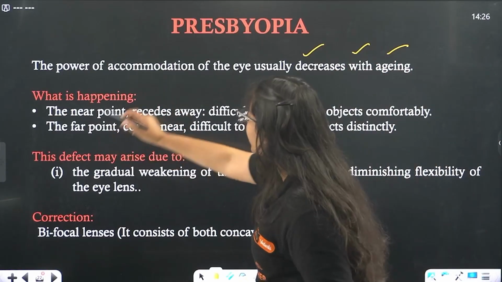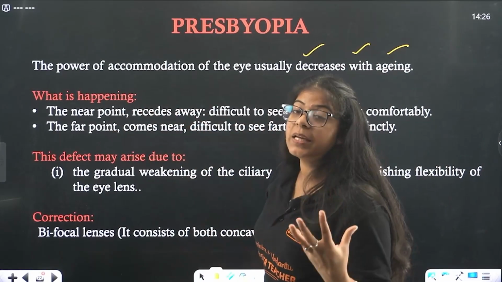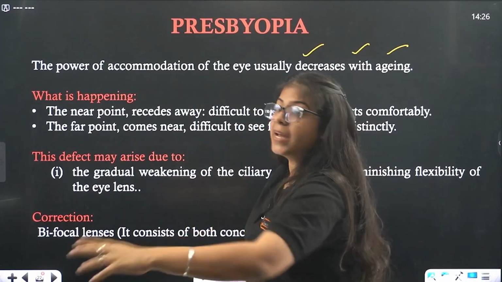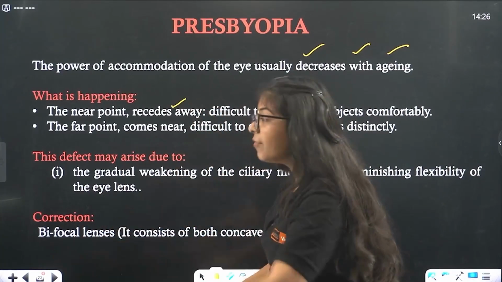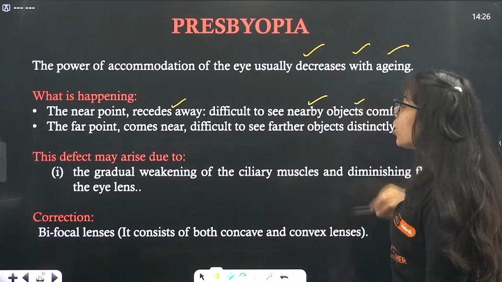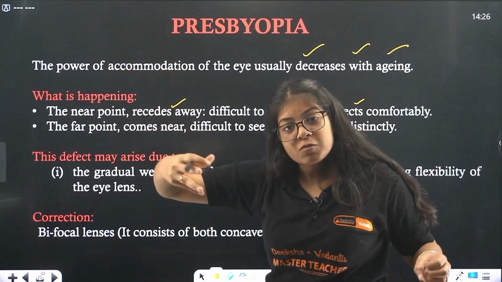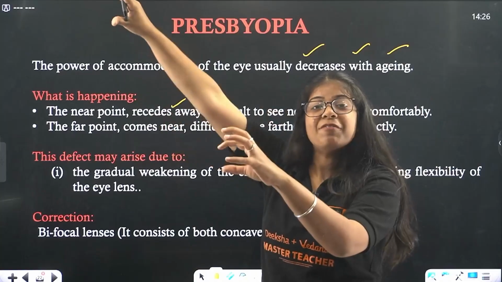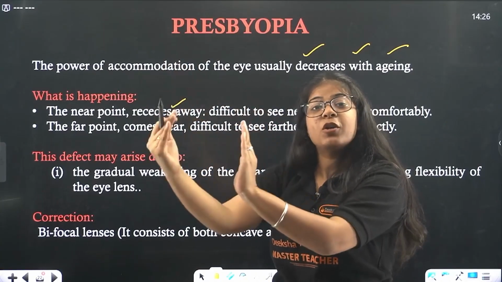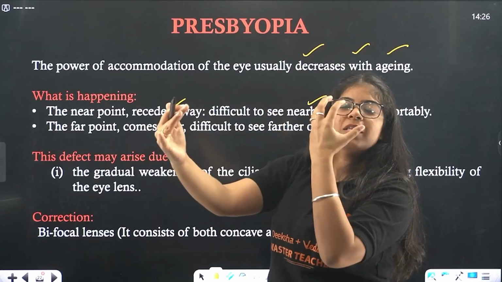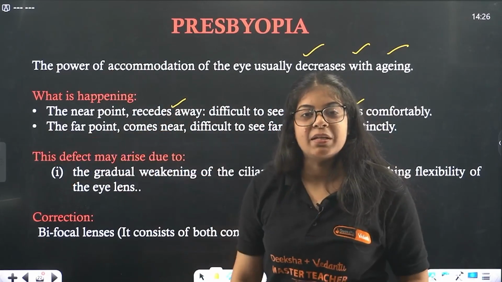So the near point recedes away. Hypermetropia, near point is here, it goes away. So the near point is also receding away. That means difficult to see nearby objects. And the far point which was infinity, it also comes near. So the near point goes away, far point from infinity comes below. Now you can only see between 5 meter to 10 meter clearly. You can't see closer than 5 meter, you can't see farther than 10 meter, right?